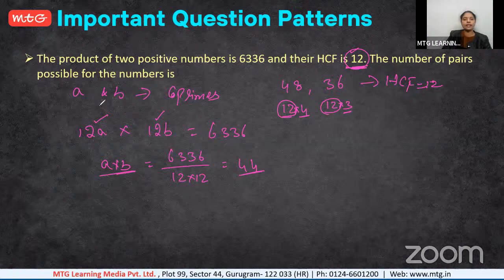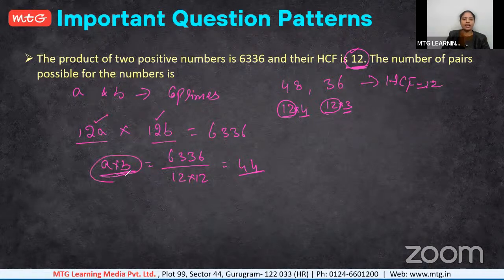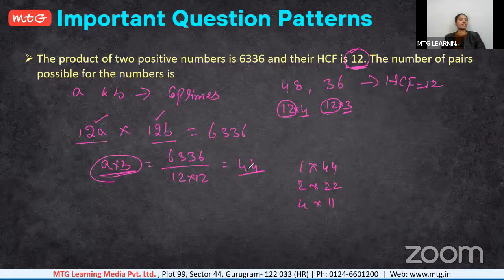I have two numbers whose HCF is 12. So I wrote the two numbers as 12A and 12B. Now that the product is given, I am able to understand there are two co-primes with me whose product is 44. Now, how many pairs will be coming like that? Let us see. 44. What is the way that I can factorize 44? 1 into 44, 2 into 22, 4 into 11. This is the way I can factorize 44. Other than this, I can't make it because it is such a number.